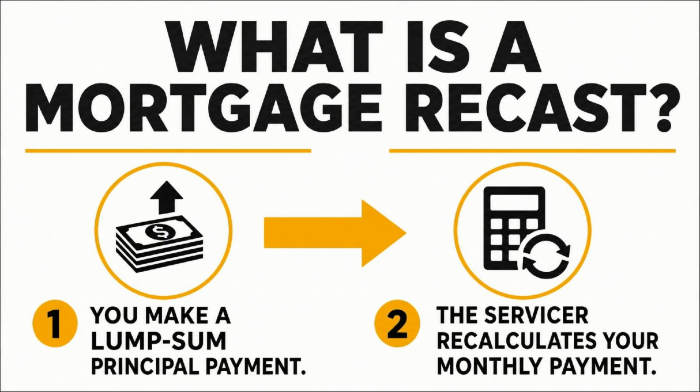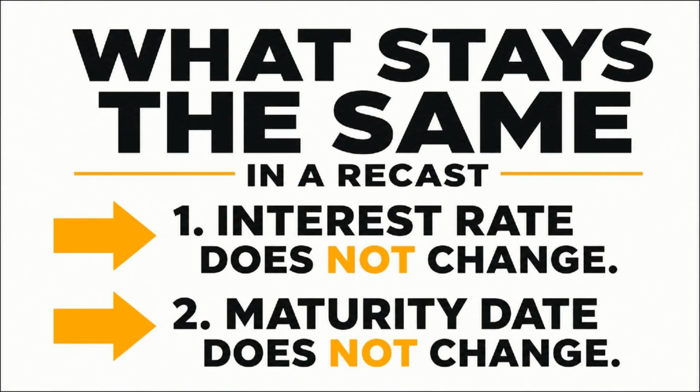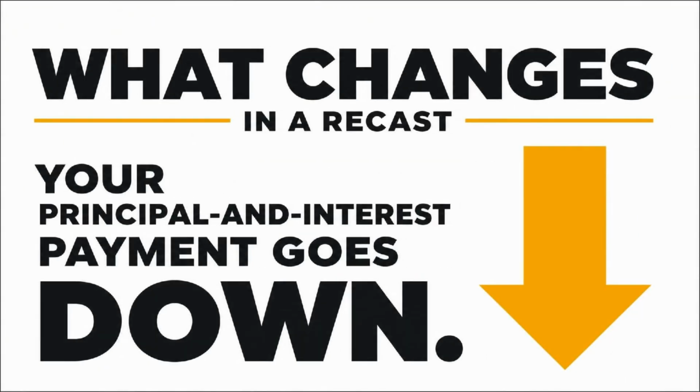So what is a mortgage recast? It's a two-step process. First, you make a lump sum payment toward your mortgage principal, and second, the servicer recalculates your monthly payment based on the new balance. It is important to understand what stays the same during a recast. Your interest rate does not change, and your loan's maturity date remains exactly the same. What does change in a recast? Your principal and interest payment goes down.